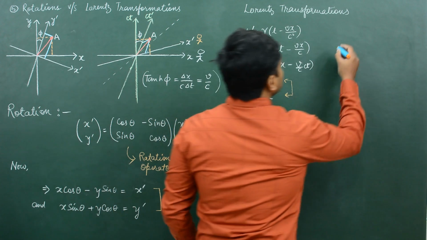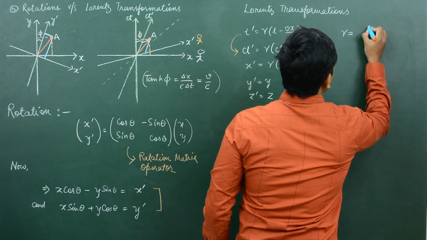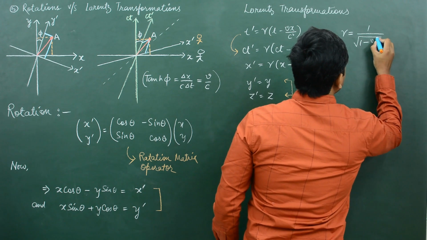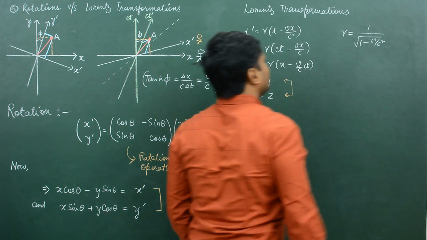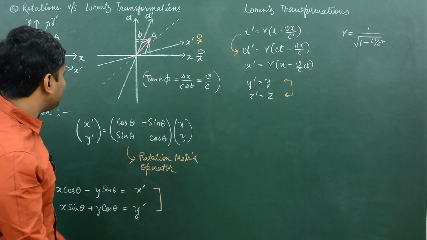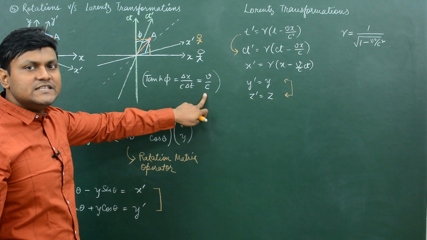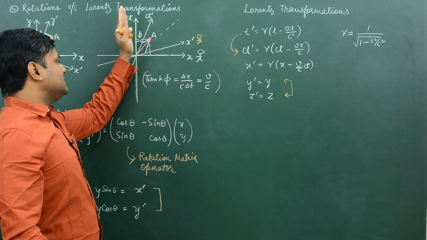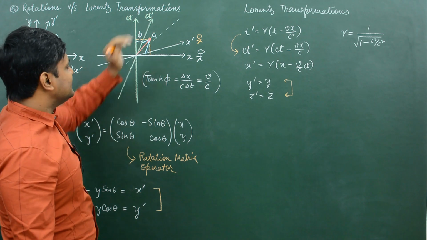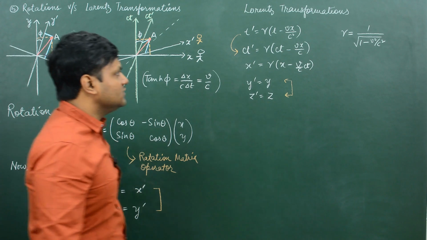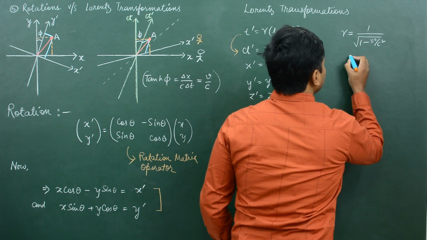Well, you already know that the gamma factor is equal to 1 upon root over 1 minus v square upon c square. What is v upon c? V upon c we have already obtained as how the new axis of the new observer gets slightly slanted by a particular angle phi, so that tanh phi is equal to v upon c. So v upon c is tanh phi.